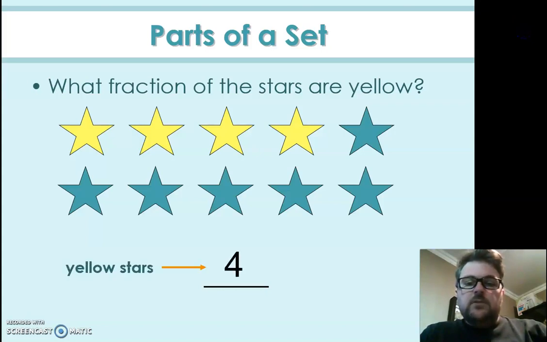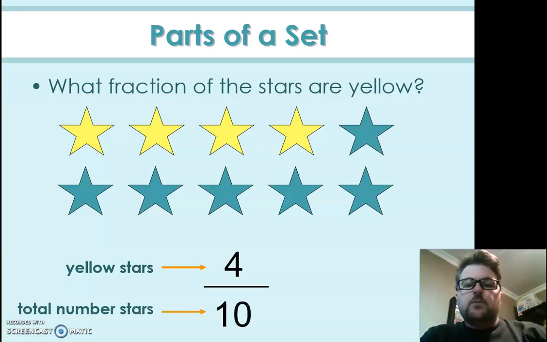There would be 4 yellow stars. How many stars in total? There would have been 10. So we read that fraction as 4/10. 4/10 of the stars were yellow. How many of the stars would have been the bluey green? That's correct. There would have been 6/10.